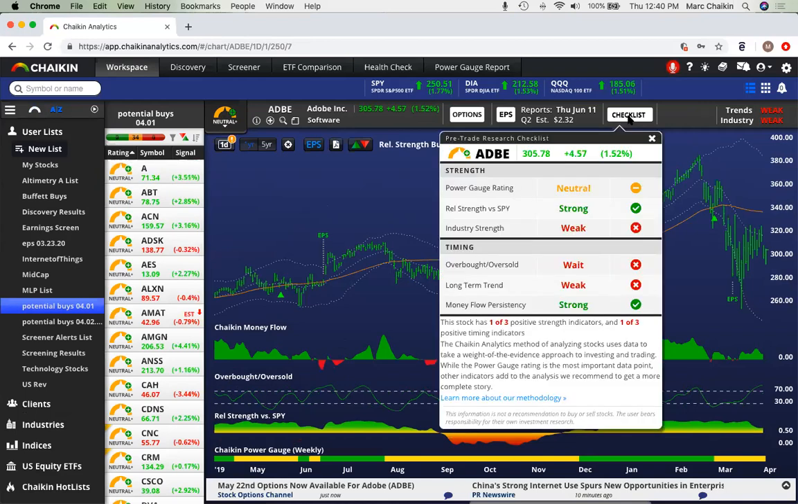So here's Adobe, a stock that has held up very well. It bottomed out below 260, trading at over 300 today. Power gauge rating is neutral. It's been outperforming the market. Software industry strength has been weak. And two of the technicals are saying, wait, the long-term trend is down and the oversold indicator is overbought. So that's a negative. You want to wait for an oversold.